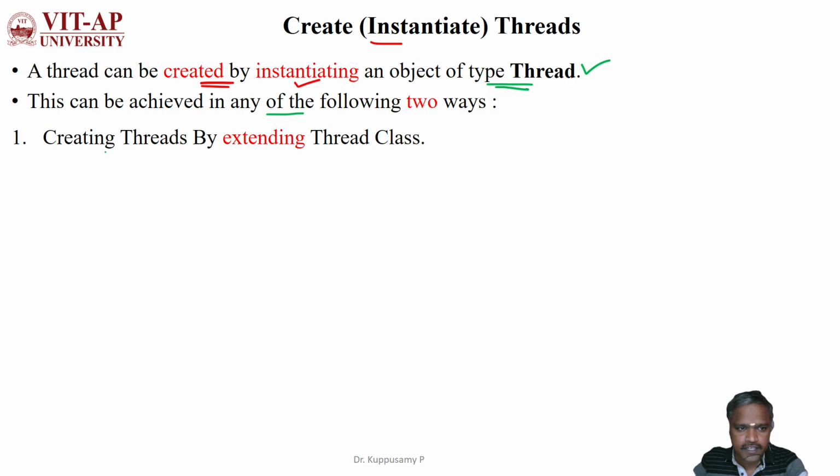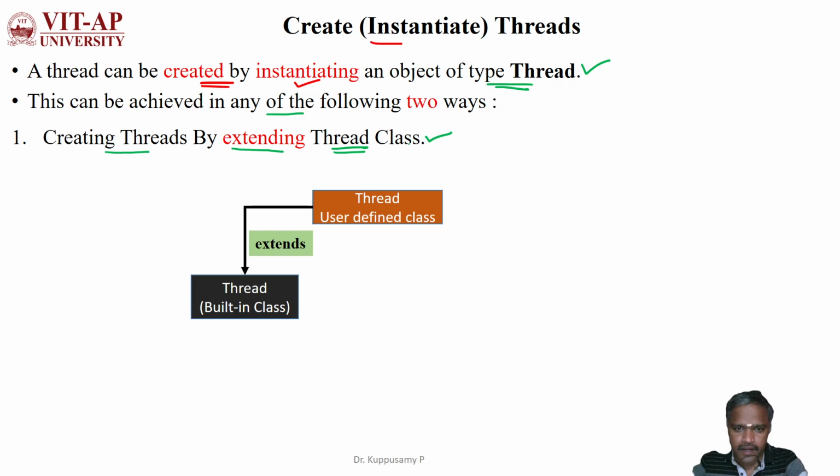The first approach is creating a thread by inheriting from the parent class Thread. This Thread class is a built-in class. Based upon that, a visual representation is given here. First, a user-defined class is created, which is extending the built-in parent class Thread. The extension of this Thread class gives this user-defined class the facilities to access all the features of the built-in class Thread.